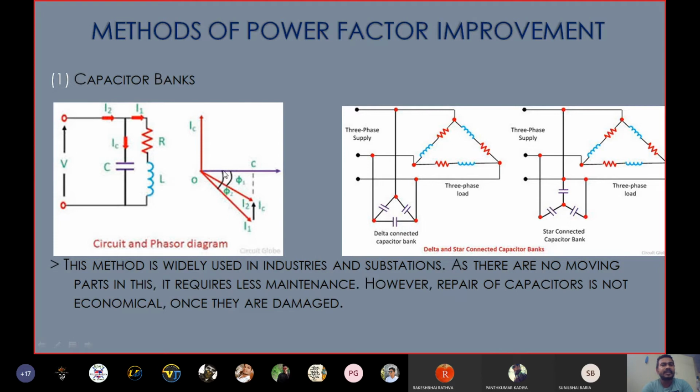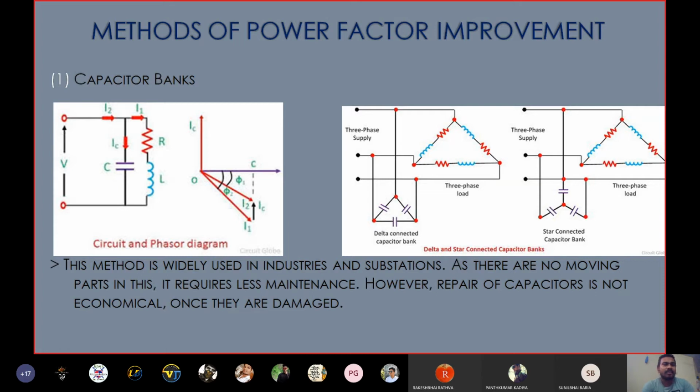And it lags the voltage by a larger angle, that is the phi 2 angle. Here in the figure it is written as the phi 2 angle. So when the capacitor is not connected across the load, this is the RL type load, and the current taken by this load is I1, and this I1 lags behind the voltage by the larger angle phi 2.